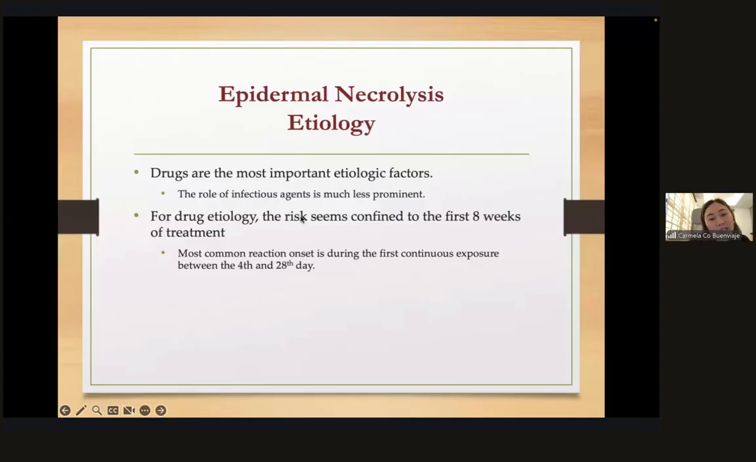Okay, so for drug etiology, the risk seems confined to the first 8 weeks of treatment. So we will go for drug history for the past 8 weeks. All the drugs that the patient has used in the past 8 weeks or 2 months, we should list them down. One by one, we should check if the patient has already taken this before, if with reactions, or if it's the first time. Most commonly, the reaction onset is during the first continuous exposure between the 4th to the 28th day, but we can go as far as 8 weeks before.